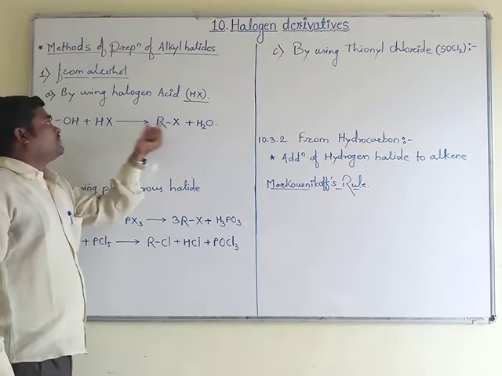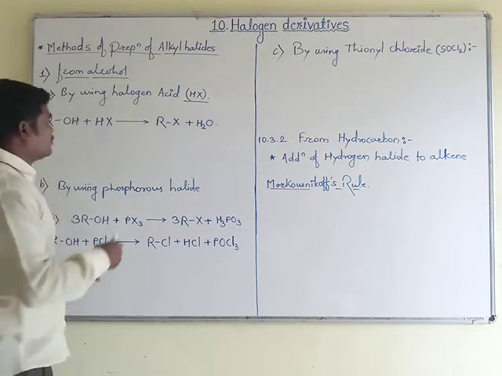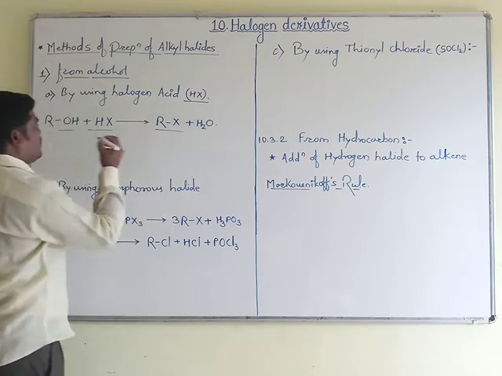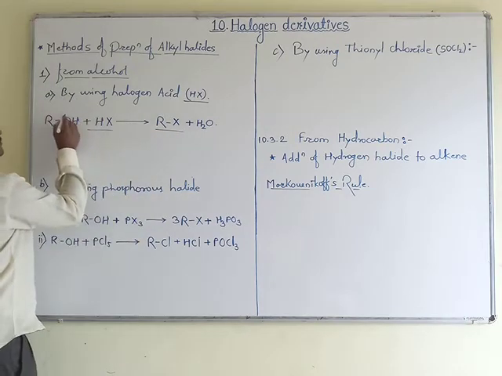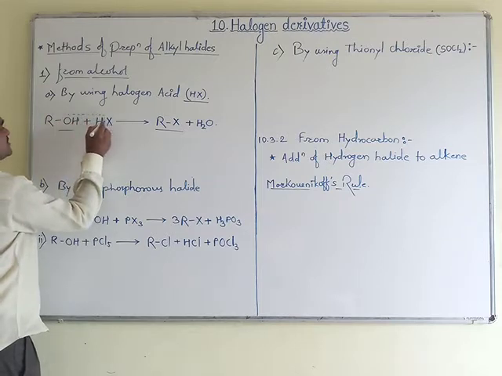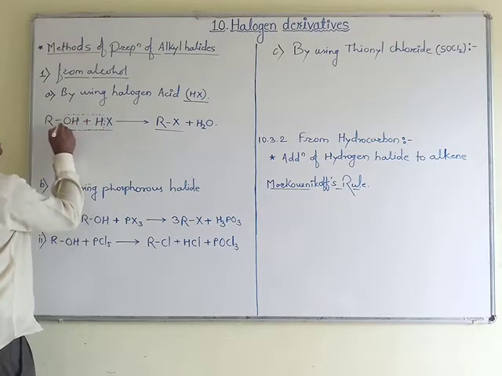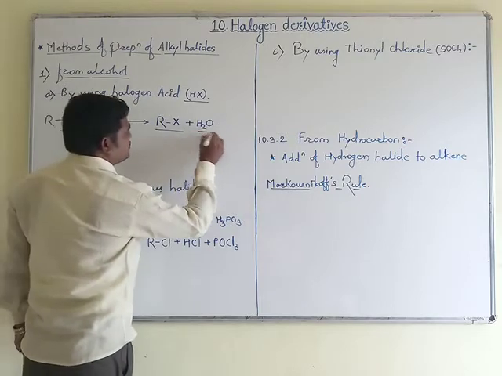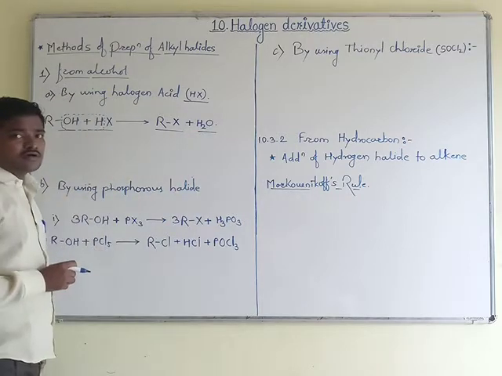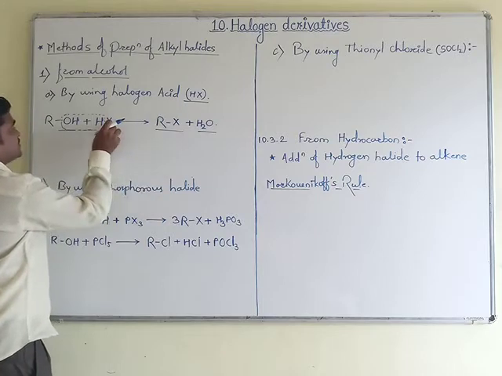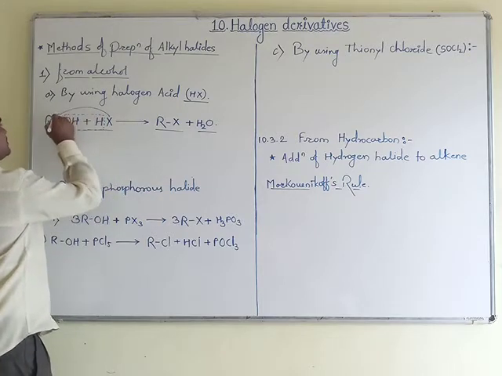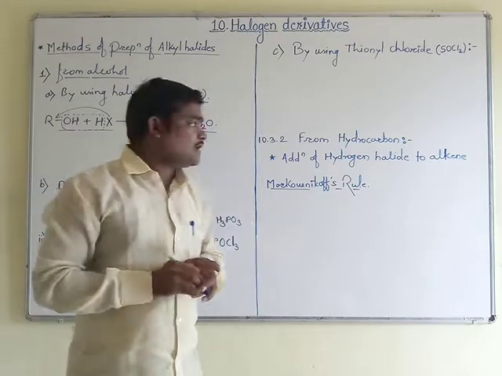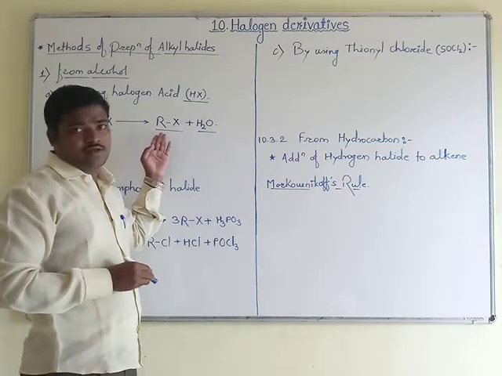And from those two reactants we are getting RX. How? Look here, condensation will take place, that is with the removal of this H and OH, leading to the formation of the side product water, and this halogen gets attached to this alkyl group, so we can get an alkyl halide.